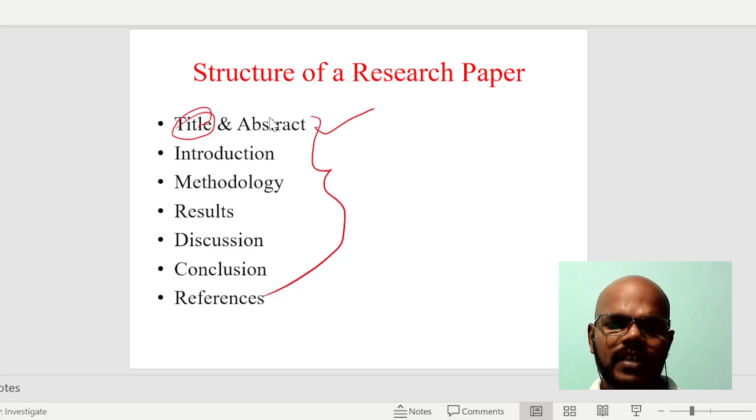Next one, abstract. Abstract means we can say what you have done in the paper. The abstract will tell you that.